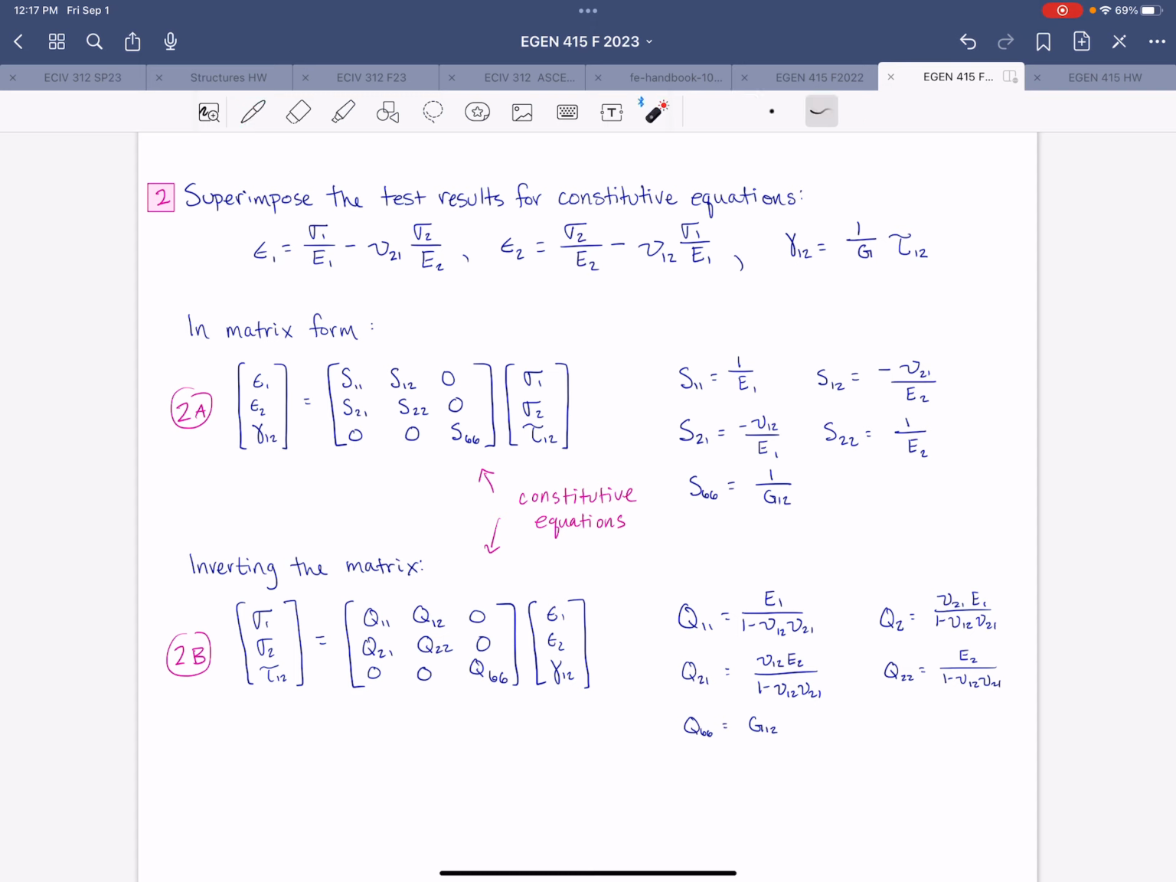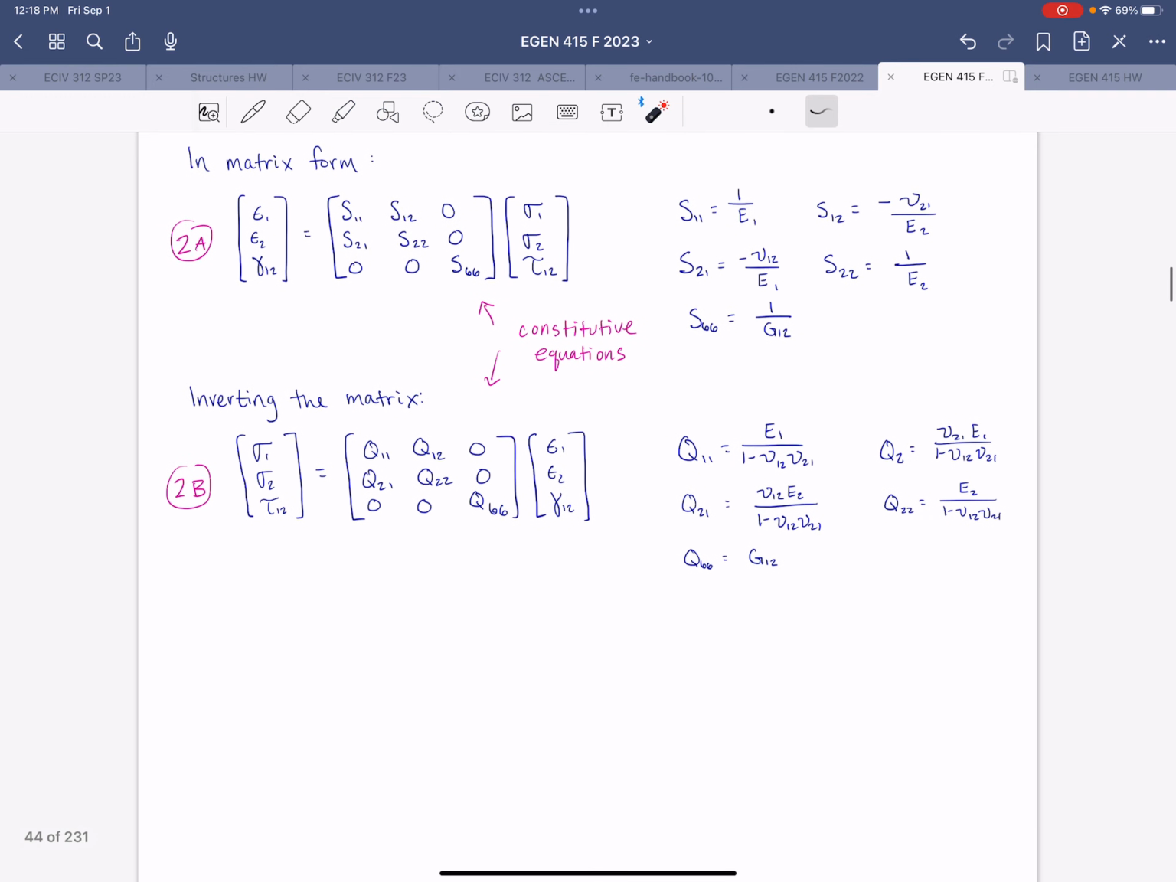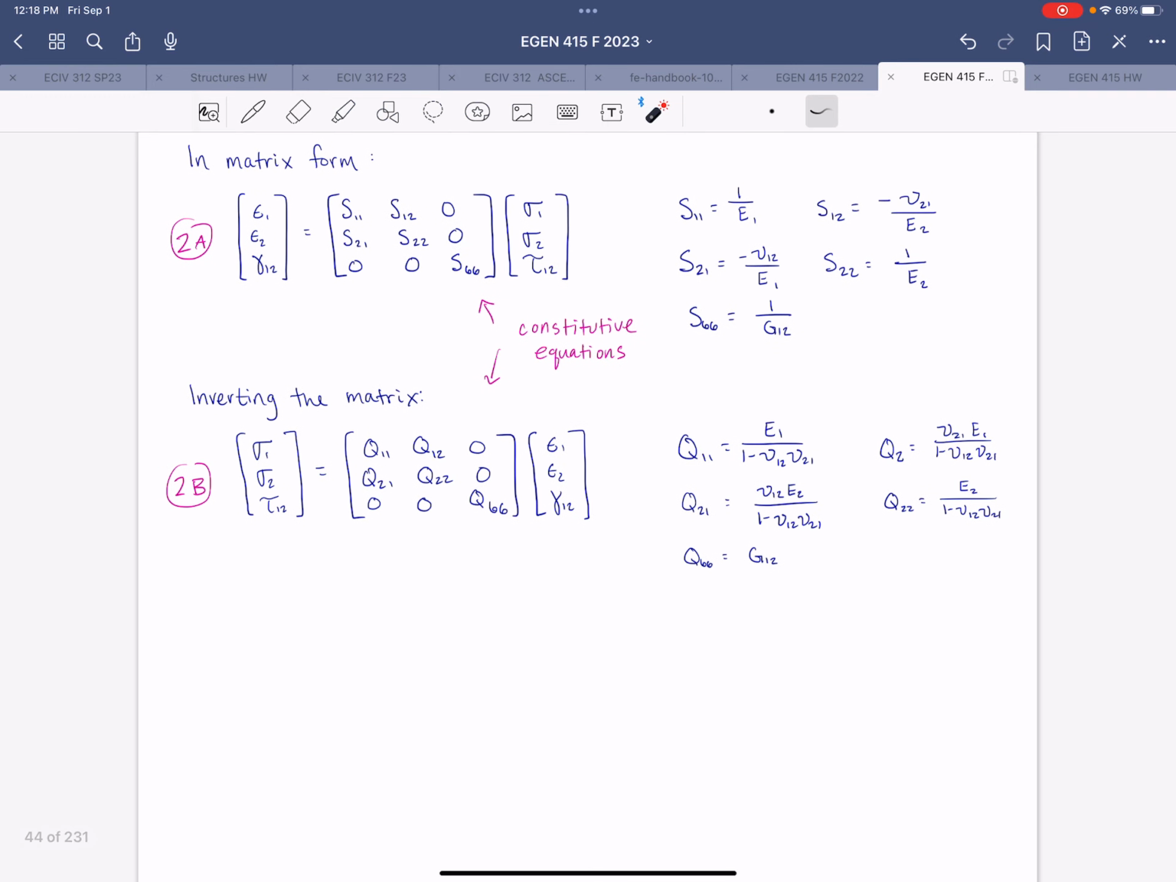And so again, this is the result of superimposing those test results, basically just combining them as though they were all conducted at the same time. And notice that the normal stresses have no impact on the normal strains and vice versa. Or excuse me, on the shear strains. The normal stresses have no impact on the shear strains. Questions so far? Okay.